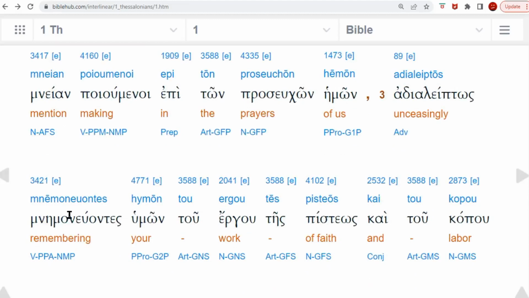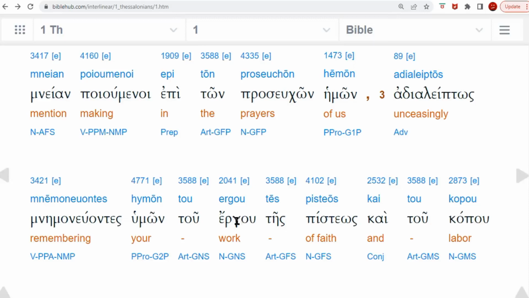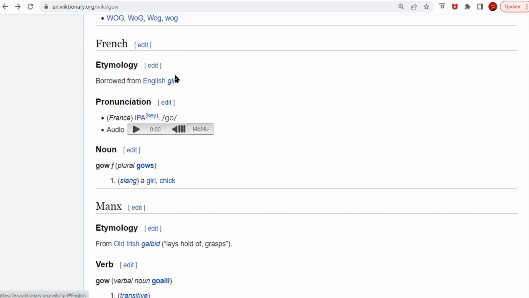And then MN, from Nemo, no man. From no man new, N-E-W. From no man new on it is. To Mom Nomu, to the mother of all gods, come out. Toa, to come out. To ogre her go. To ogre her go. So an ogre is like Shrek, it's a man-eating giant. And so to ogre her go, G-O-W, is a pre-metric unit of length. Go, G-O-W. Or a girl, a giant girl.